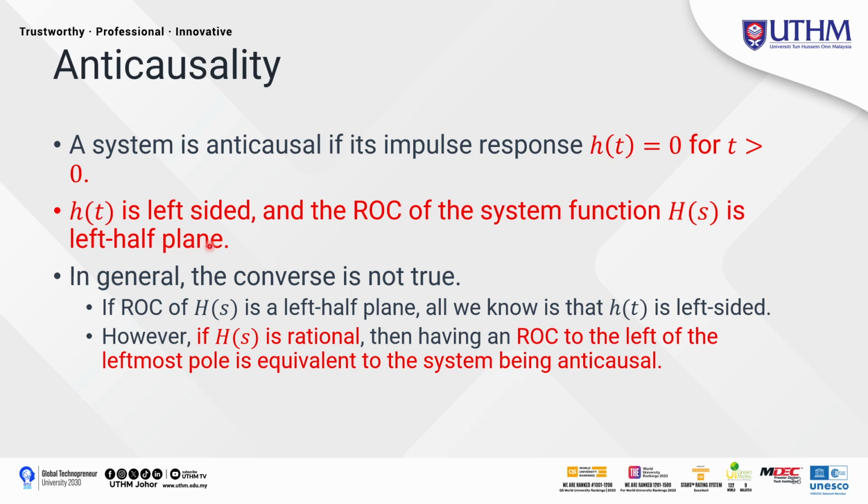If the ROC is the left half plane, it only tells us that h(t) is left-sided and does not guarantee the system is anti-causal. In practical terms, if H(s) is rational and the ROC is to the left of the leftmost pole, this means that the system is anti-causal.